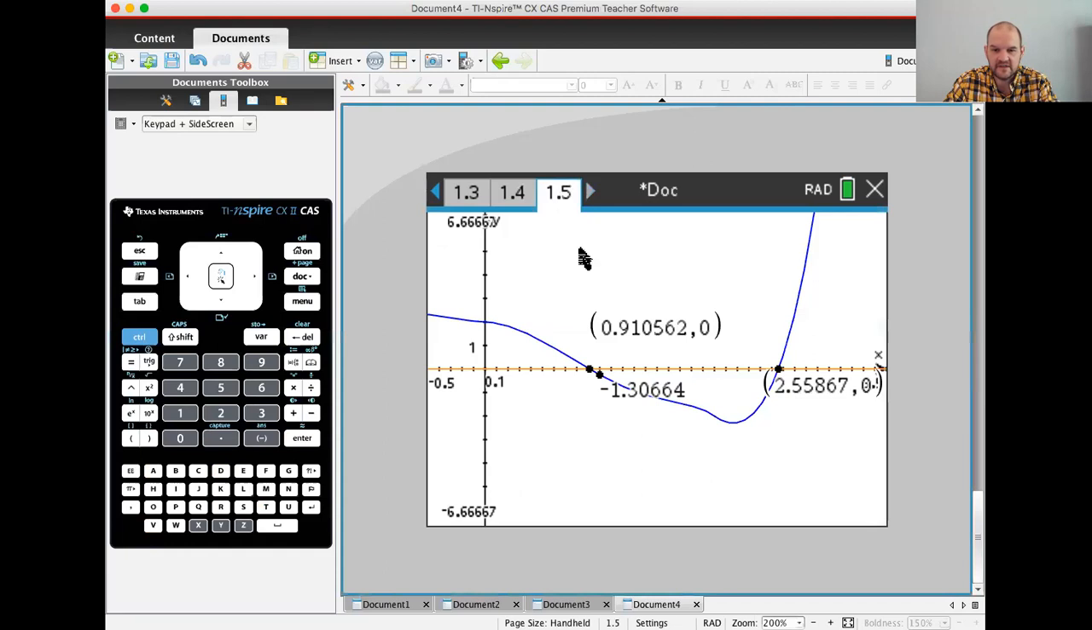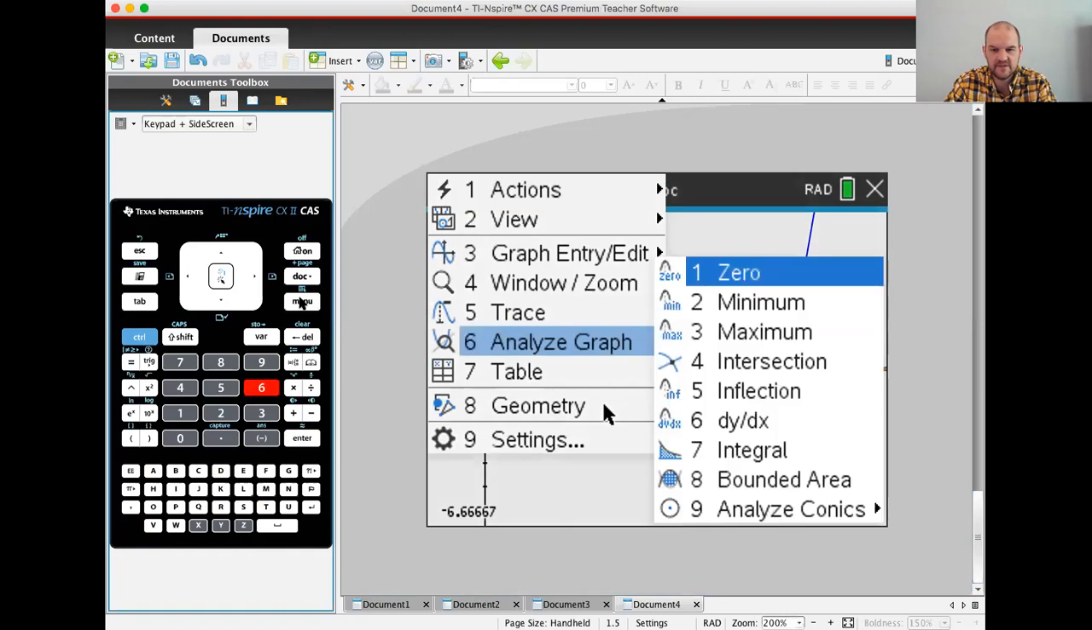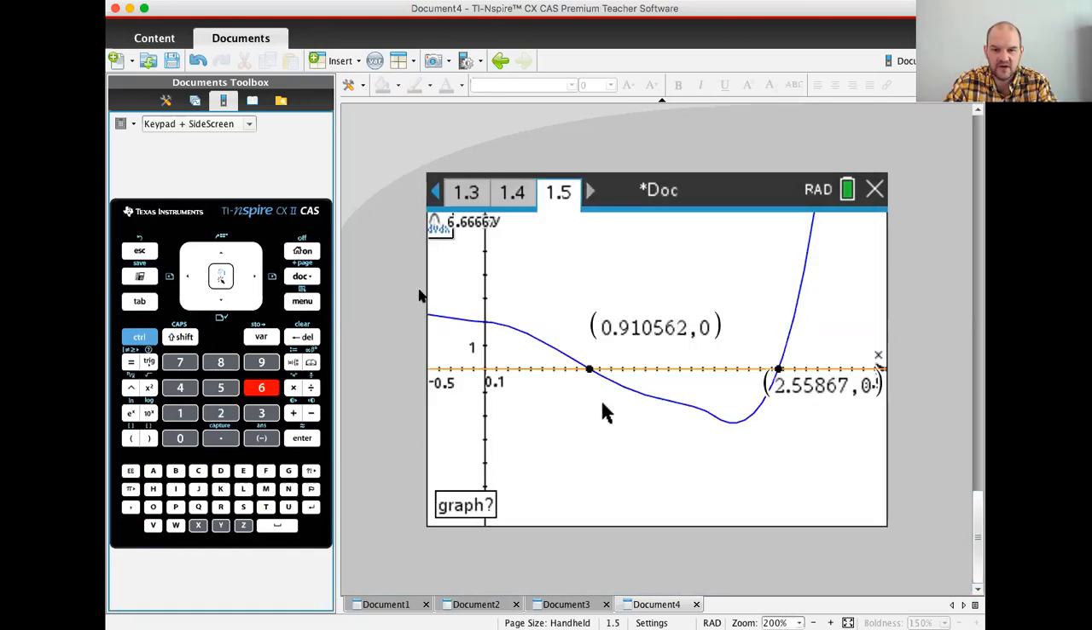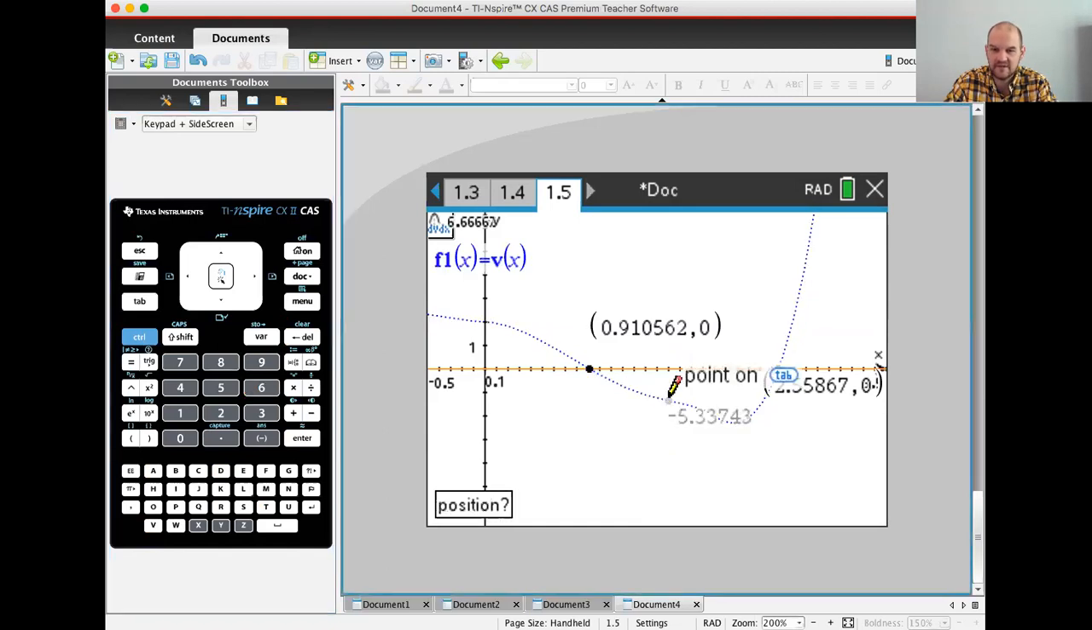Okay, let me try this. I thought this would be the derivative at 1. Right, dy, yeah, let me delete that. Let me try it one more time. Menu, option 6. Dy dx, right? And then the graph. This is the graph of velocity. And I want it at 1. What is that?